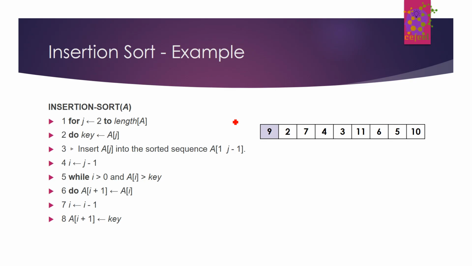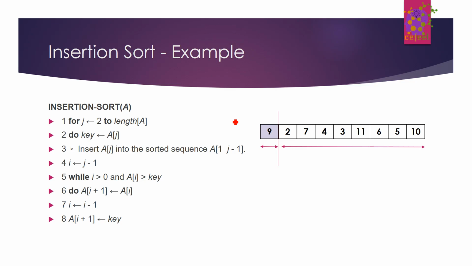The first step is for j equals 2 to length of A, so let's first assign j equals 2 to start with. As we discussed, we first divide the array into an unsorted and a sorted part, and when we start, the first element is already sorted, which means 9 by itself is sorted. So the shaded one is the sorted part, which is 9, and the rest of the array elements are unsorted. Then we apply our algorithm.